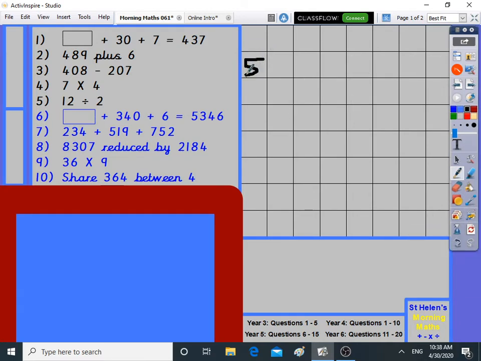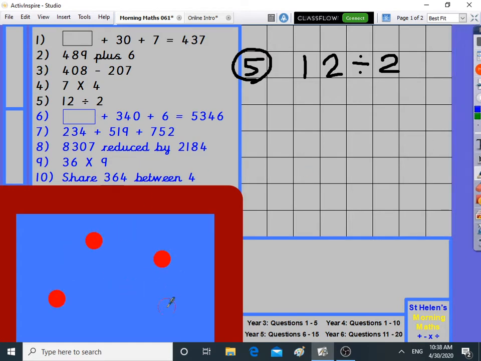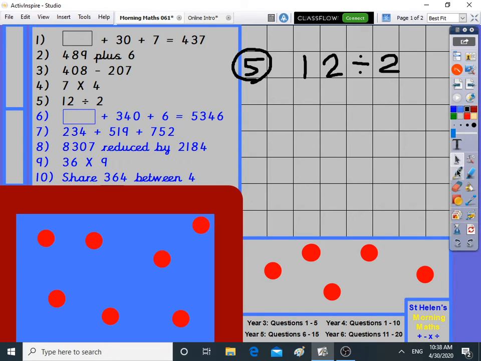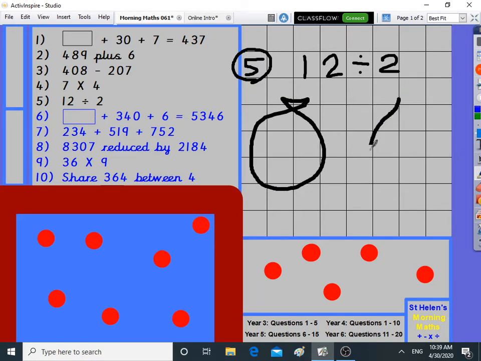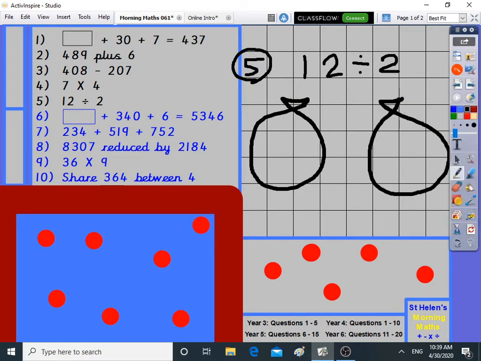This is 12 divided by 2, and as I've been saying every day, divide means share, so 12 shared between 2. So I'm going to draw some circles as I usually do, and we'll do 12 divided by 2. Let's see if this works. 1, 2, 3, 4, 5, 6, 7, 8, 9, 10, 11, 12. We're going to share them between 2. I'm going to make 2 bags to put them in, because we're sharing these 12 red circles out between 2 bags. So one goes over here, one goes over here.